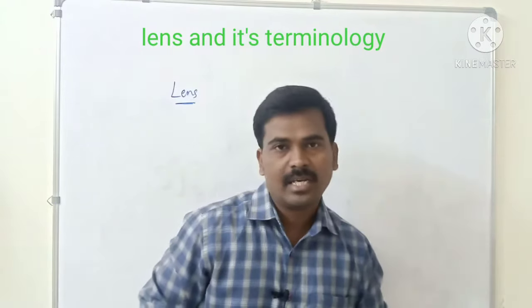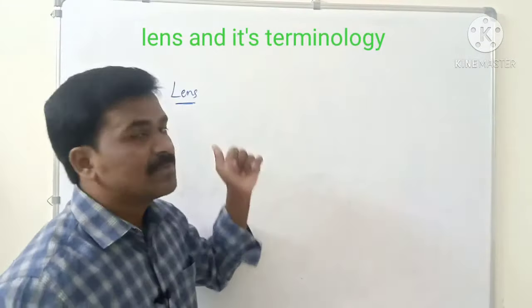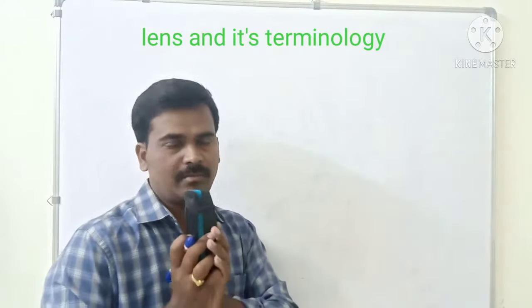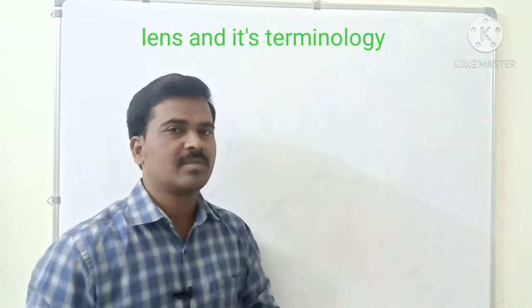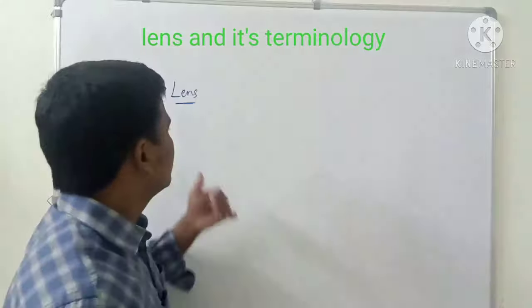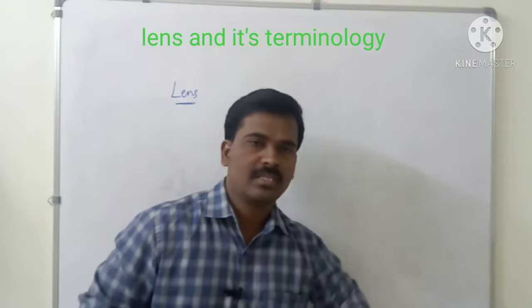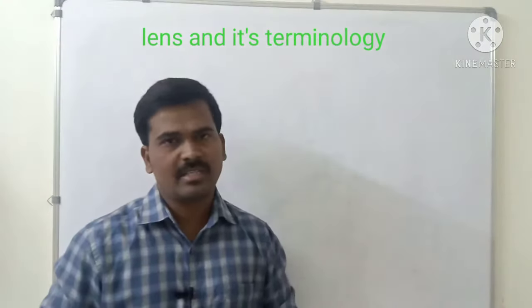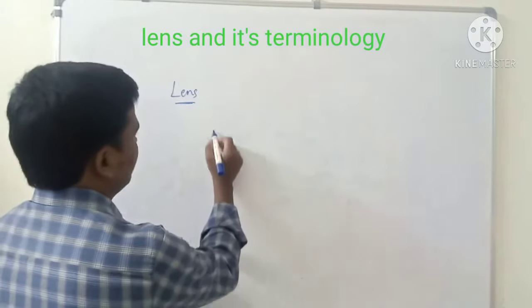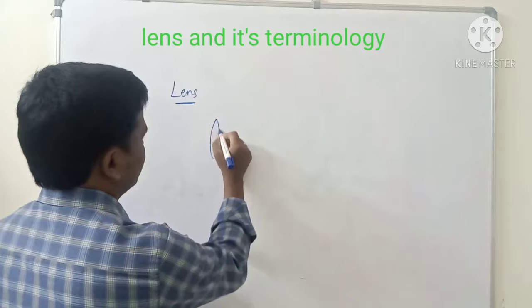What is a lens? A lens is formed by a transparent material bounded by two surfaces. From the two surfaces, one or both surfaces must be curved. Either one or two surfaces must be curved surfaces. That is called a lens. There are many types of lenses. In the 10th class, let us see some types of lenses we have in the physical science textbook.